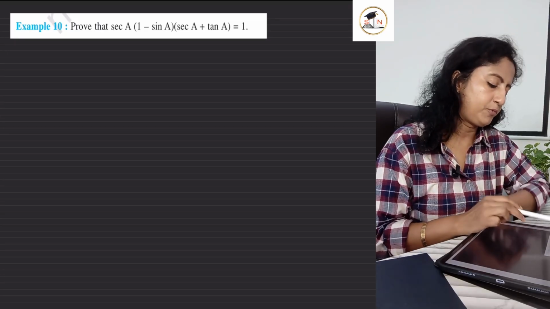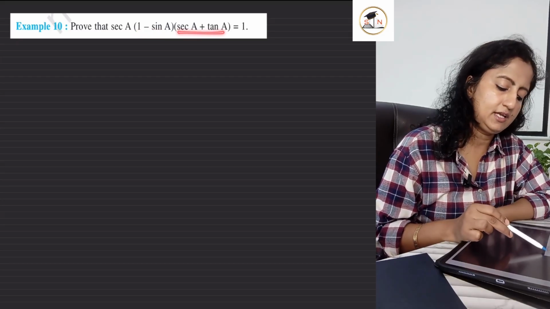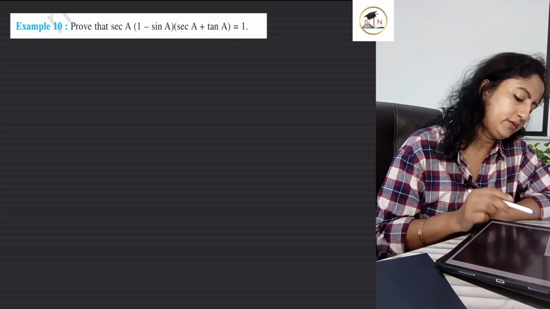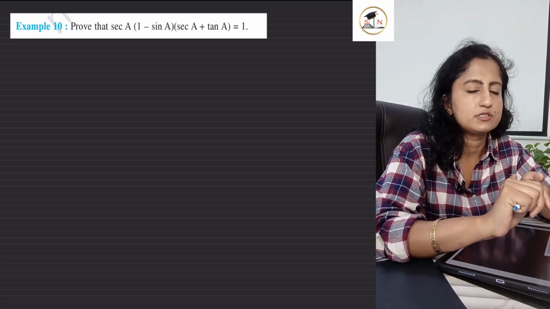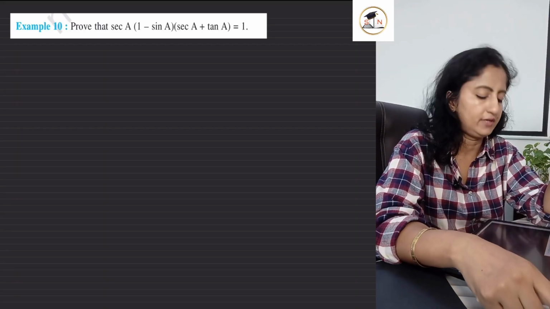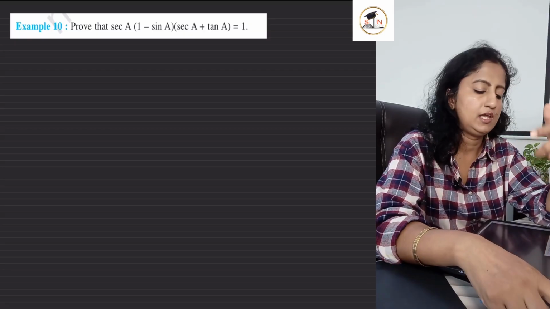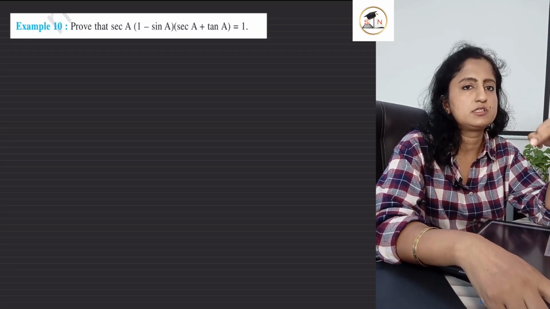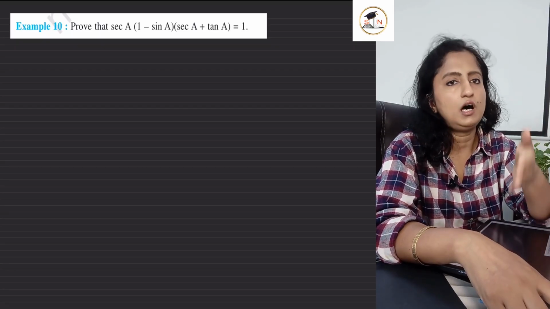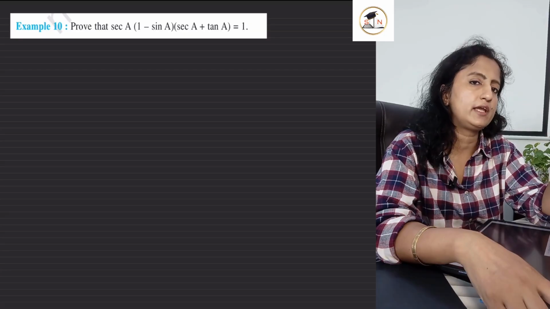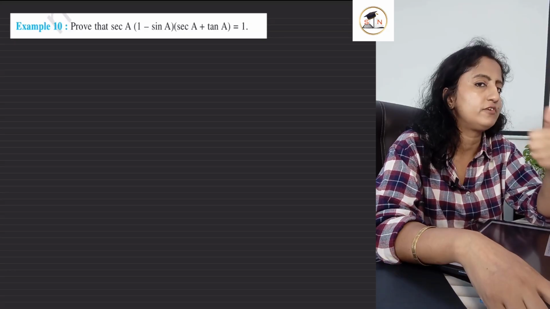Example 10. Prove that sec A into 1 minus sin A into sec A plus tan A equals 1. Now, what do we do over here? Okay, guys, two thumb rules for identity-based questions. First, whenever we are proving, this is a proving question, there are two sides, LHS and RHS. In 99% of the questions, you will just be solving LHS to bring it equal or at par with RHS. Meaning we will only solve the left hand side and it will automatically give us the value or answer of the right hand side. Okay, this was your first rule.